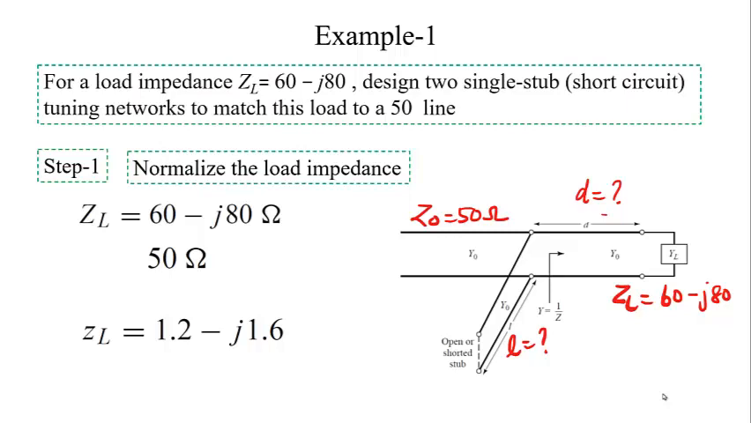So dear students, we are going to see how to design the single step matching network for the given load impedance to be matched with the characteristic impedance of the feed line. Here the feed line has a characteristic impedance of 50 ohm, and we have a load impedance of 60 minus j80.